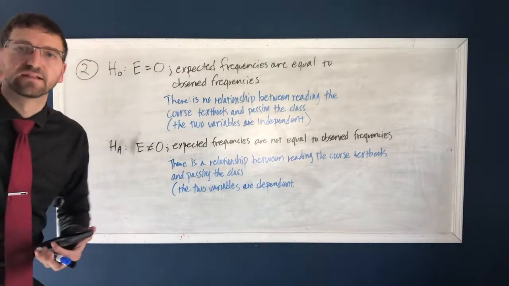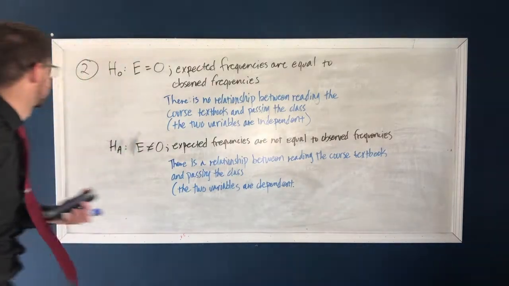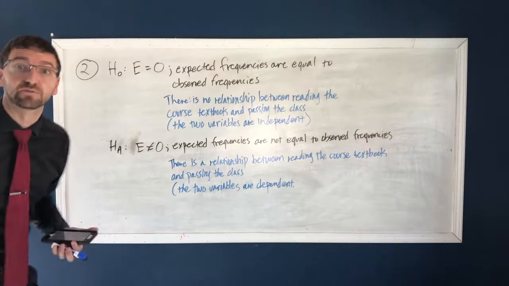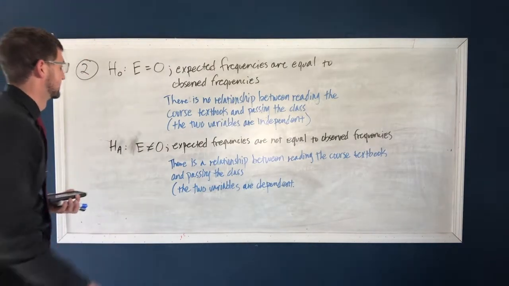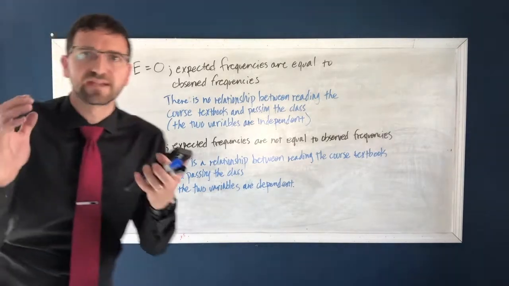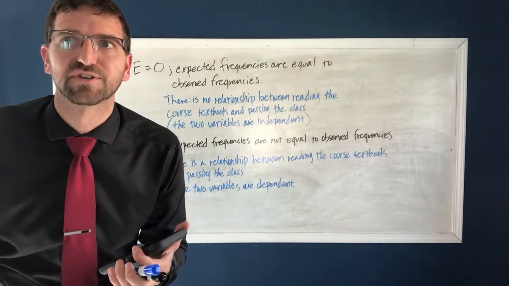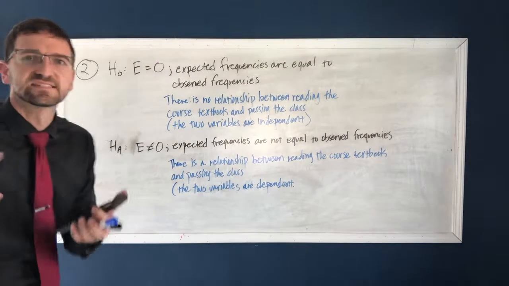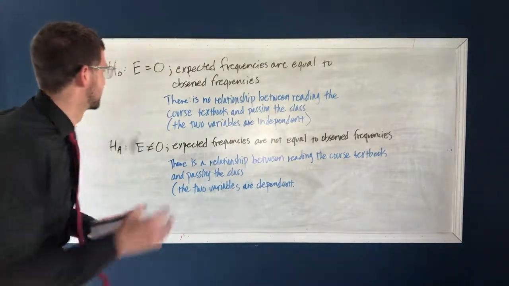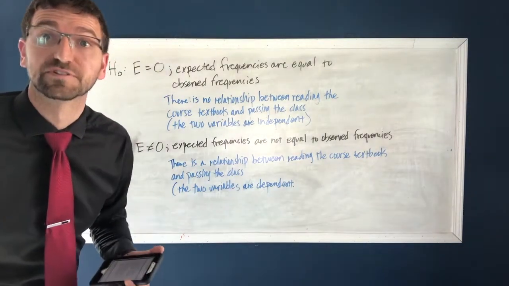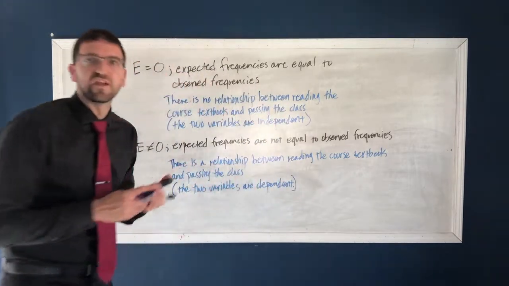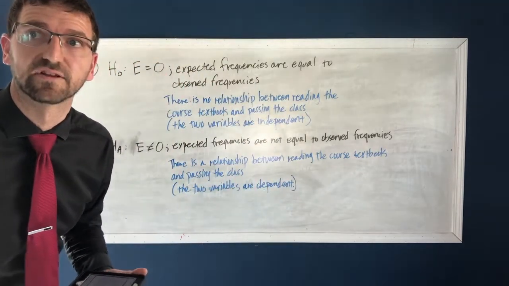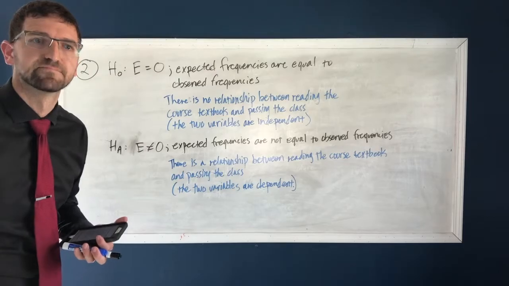Okay, just to reiterate, the alternative hypothesis is the expected frequencies are not equal to the observed frequencies. So if the expected frequencies are not equal to the observed frequencies, it means there's a relationship between the two variables, between reading the course textbook and passing the class. Another way of saying that is the two variables are dependent on one another.